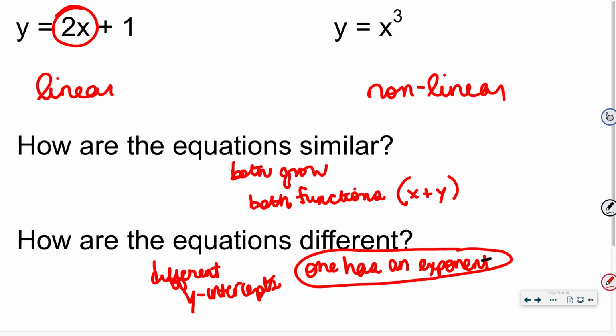What's happening over here? Are we still multiplying? Are we multiplying by the same value every time? No, because if x is 1, what am I multiplying by? I'm going to multiply 1 times 1 times 1. If x is 2, what would I multiply by? 2, because I would multiply 2 times 2 times 2. If x was 3, 3 times 3 times 3. This is exponentially growing. It's not growing at the same rate.